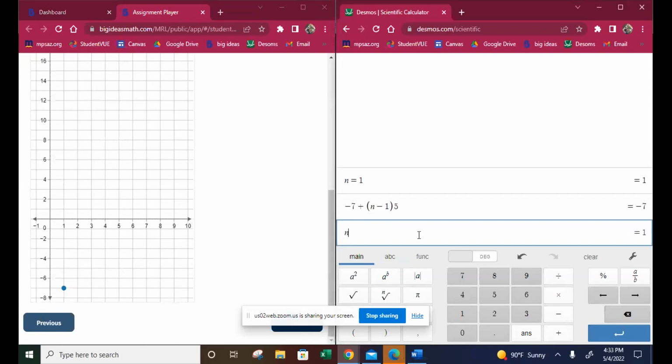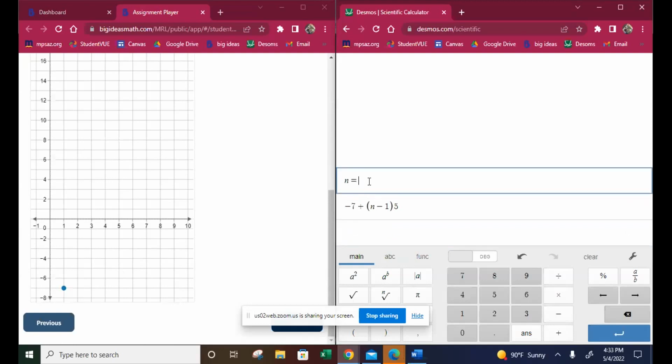Now on the right screen, put n equals 2. Go up to where it says n equals 1 and just change that to n equals 2. Perfect. That's your second point, 2, -2. Okay. And do 3. And this time it's 3.